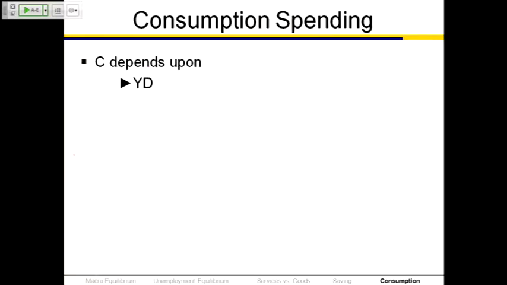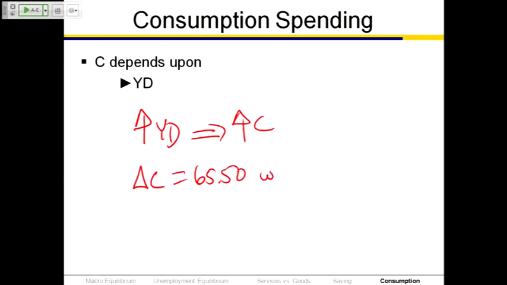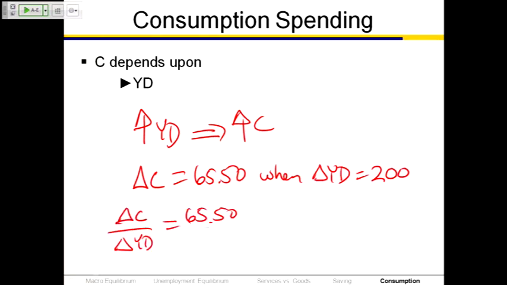All right, so what is it that we've said? We've said that consumption depends upon disposable income, and an increase in disposable income, that's the $200 per month, leads to an increase in consumption spending. For you, the change in consumption was $65.50 when the change in disposable income was $200. Or, the change in consumption divided by the change in disposable income tells me what percentage of that increase in income you're going to spend, and it's 32.75%.